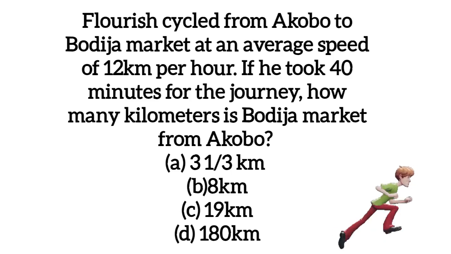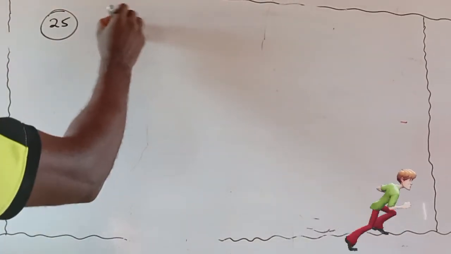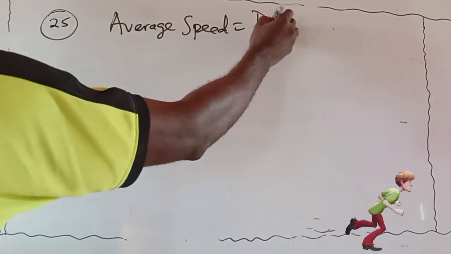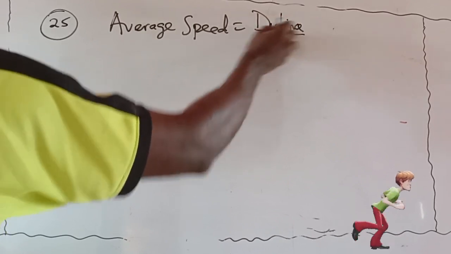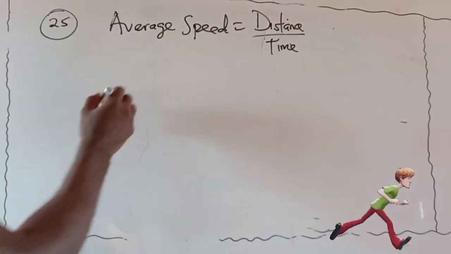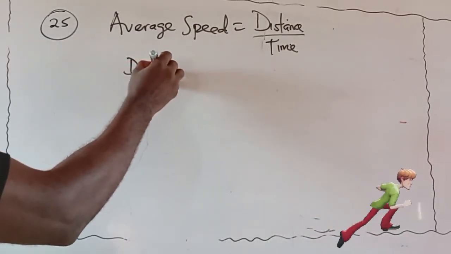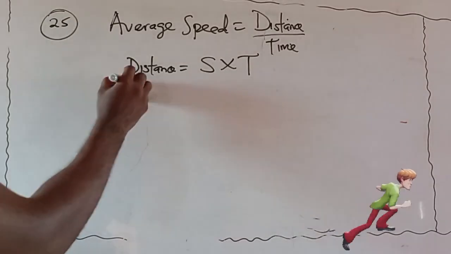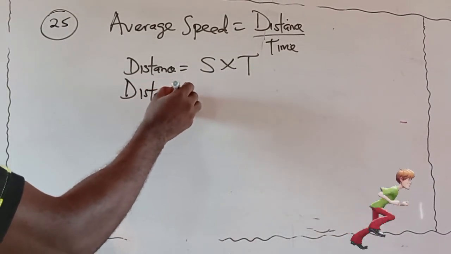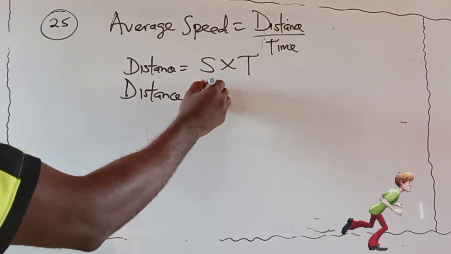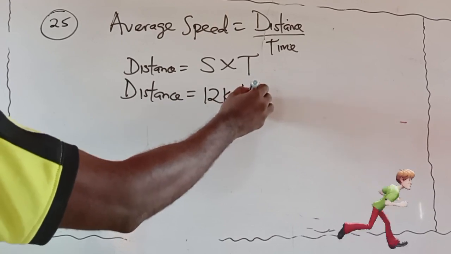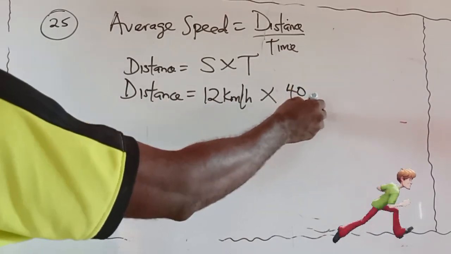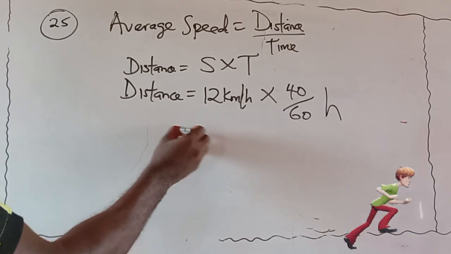Please, let's do it. Now, when you have this question, it is very important to know your formula, average speed, which is given as distance over time. And don't forget what they ask you. They were asking for the distance. Distance will be equal to speed times time when you cross multiply. So distance will be equal to the work given. What is our distance according to the question? That is 12 km per hour multiplied by 40 minutes. That 40 minutes, change it to hours. It will be over 60. You now put h there.